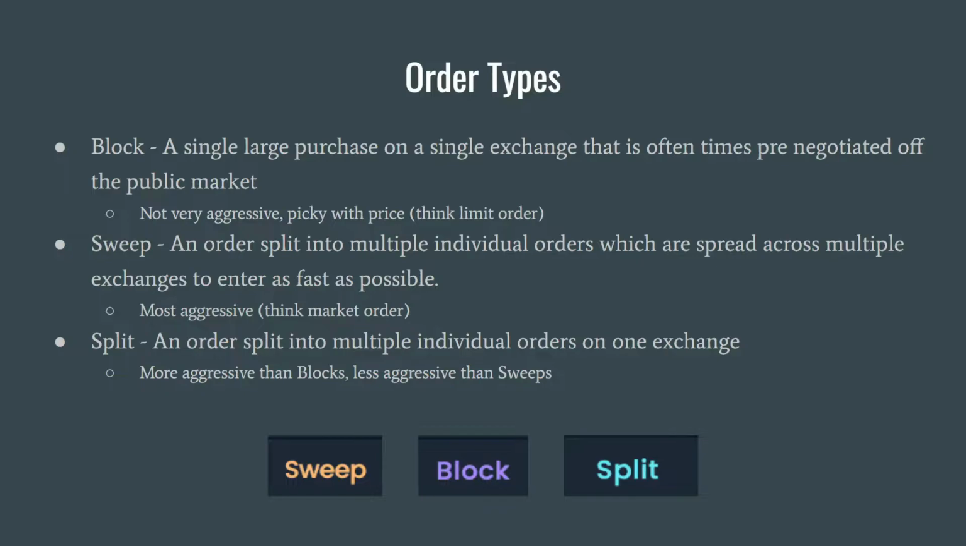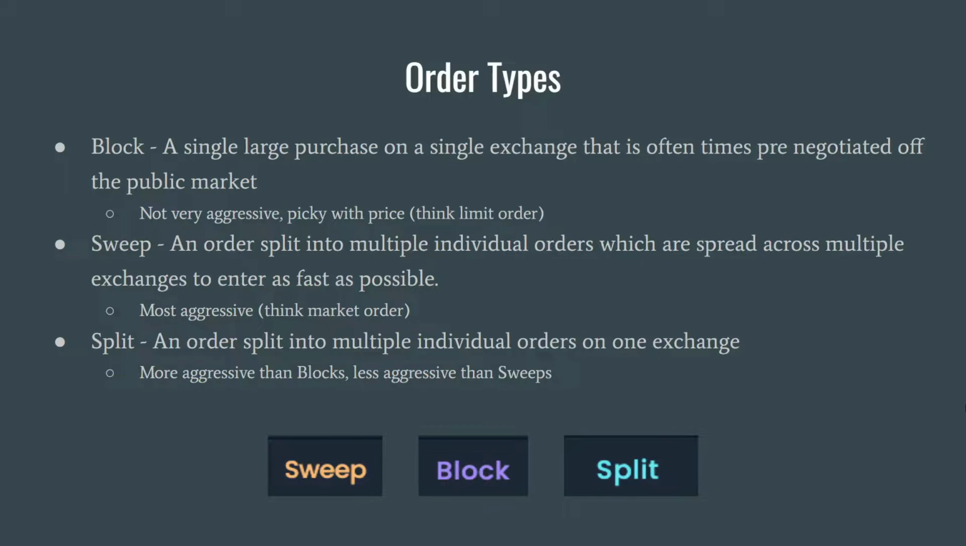And then next is a sweep. This is an order that is split into multiple individual orders, which are spread across multiple different exchanges. And these are used to enter as fast as possible. Think like most aggressive, like a market order. You want to get in as soon as possible. You want to get in right at that moment.